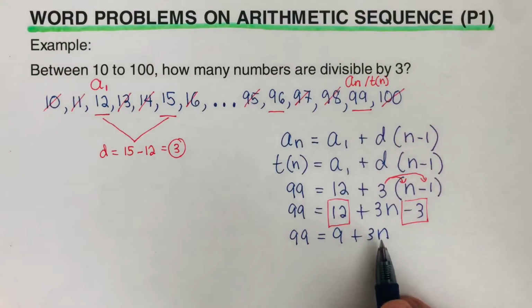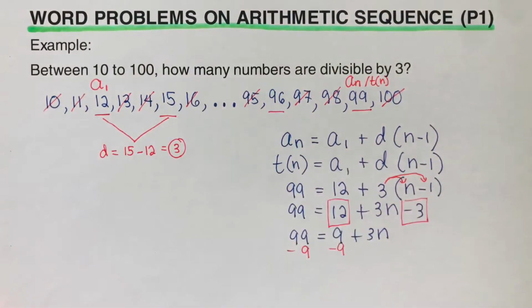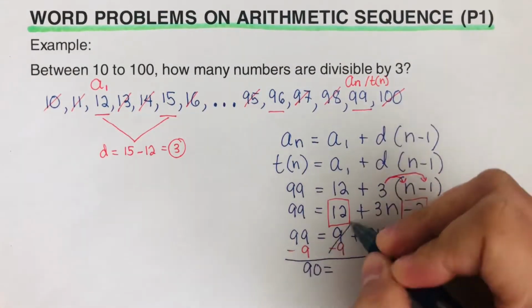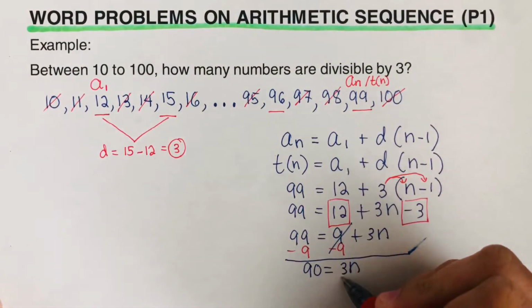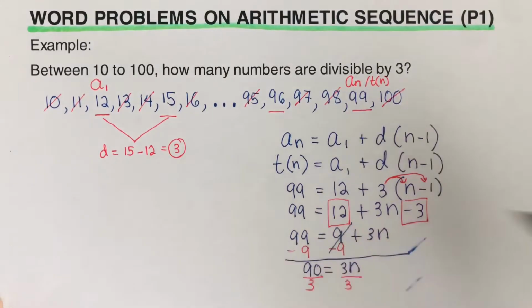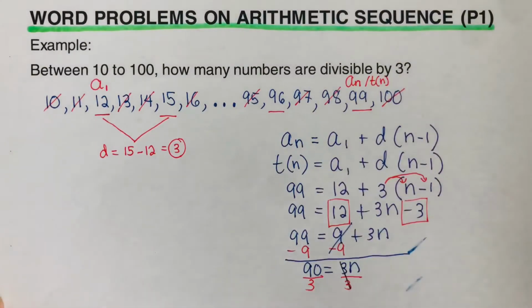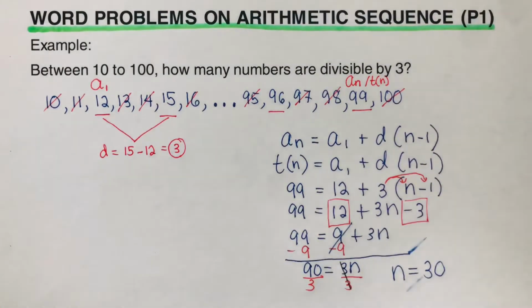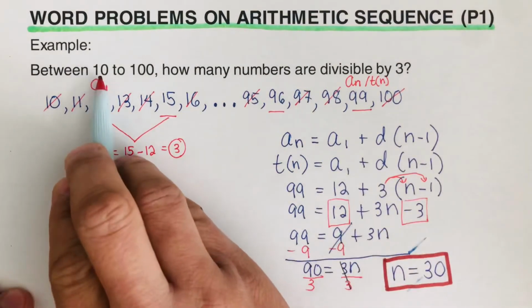Again, our target is to solve for n. So we subtract 9 from both sides, and we are left with 90 equal to 3n. We want to solve for n, or the number of terms, so we divide both sides by 3. 90 divided by 3 leaves us 30. So our n here is 30. This means that there are 30 numbers that are divisible by 3 between 10 to 100.